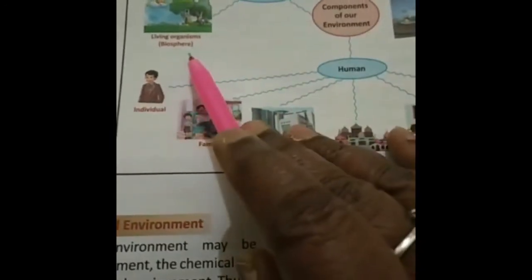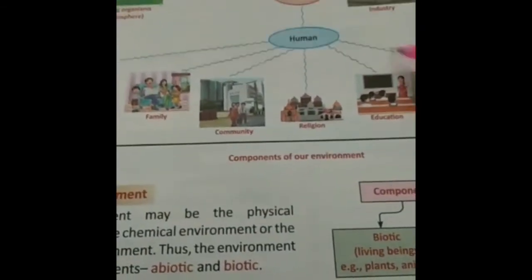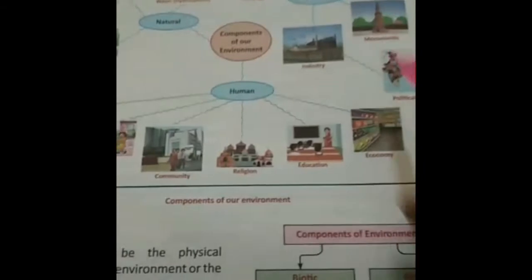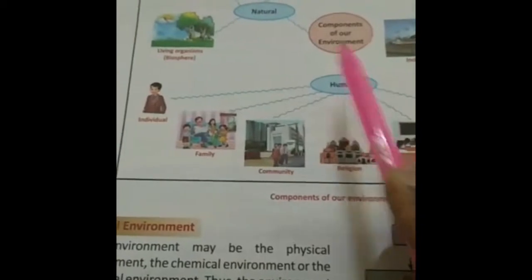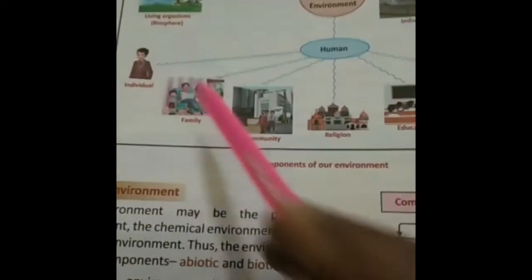Now, natural environment here you can see is living organisms in the biosphere, air, water. Now, this is man-made: buildings, parks, industries, classrooms, religion, community. All this is human environment. This is natural environment, this is man-made environment, and this is the human environment. So environment can basically be divided into three groups: natural environment, man-made environment, and human environment.